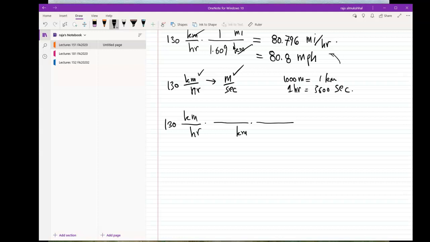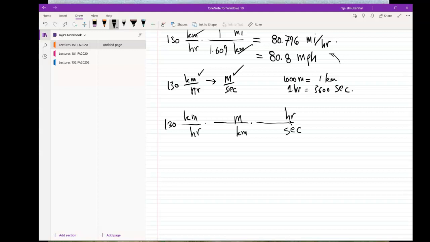The kilometer in the top, I'm going to put it in the bottom. The hour at the bottom, I'm going to put it in the top. Got it? See the opposite? This is how you build it up. Now, I'm converting kilometer into what? Into meters. So I'm going to put the meter here. And I'm converting hours into seconds. I'm going to put a second down here.